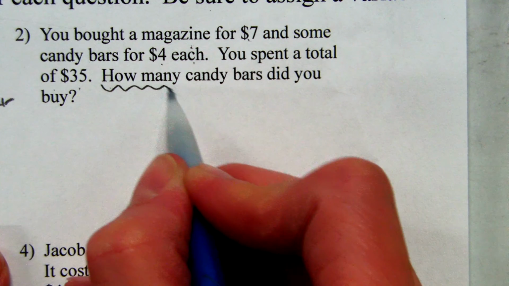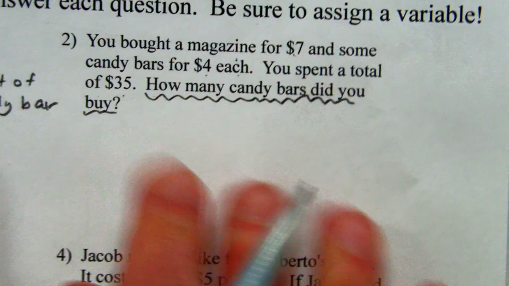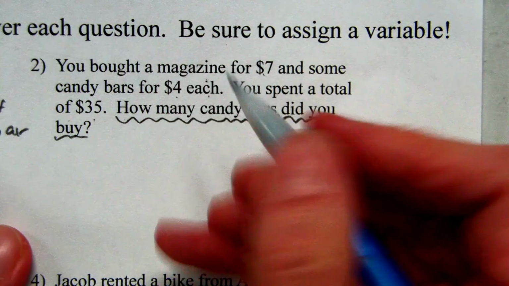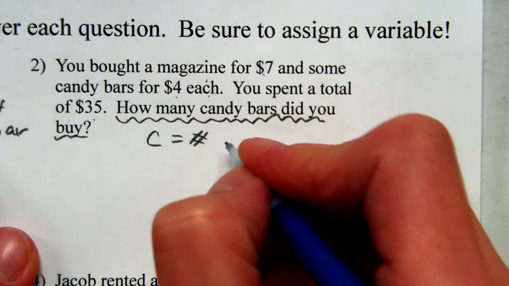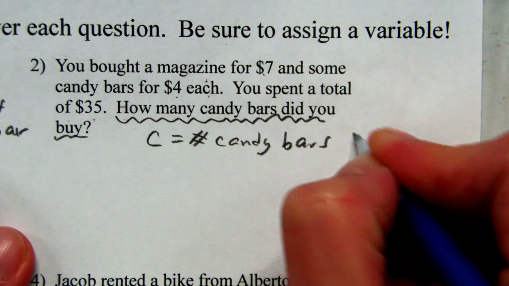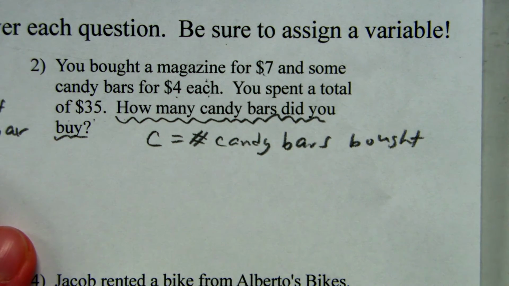This looks like the same kind of problem, but it's changed a little bit, because on the last problem, our variable stood for the cost of a candy bar. Now we're looking for the number of candy bars. So we can still use C if we want to, but we need to make sure we note it's the number of candy bars bought. Okay, so that's what we're looking for.